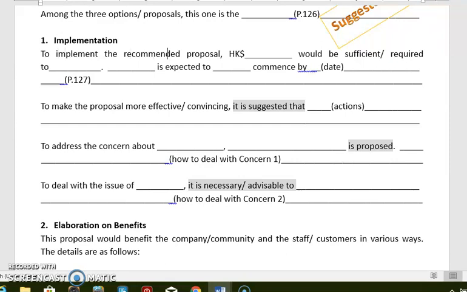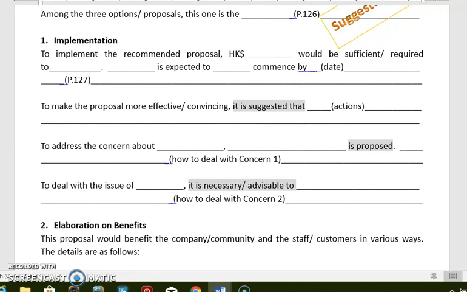So you will use the structure to implement the recommended proposal. For example, $5,000 would be required. And after the full stop, you will see another sentence talking about a date. The date usually refers to when the proposal should start. For the word start, you can also use the word commenced.